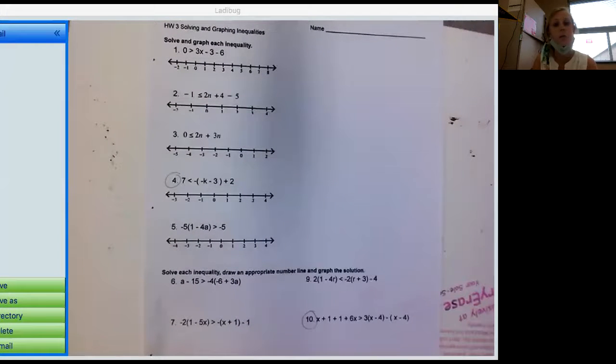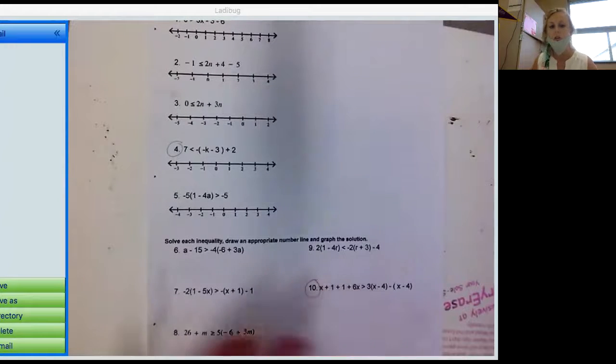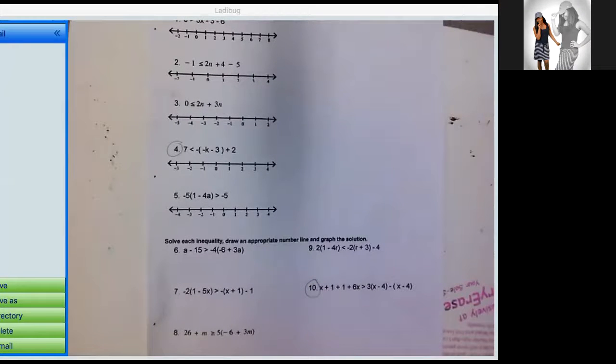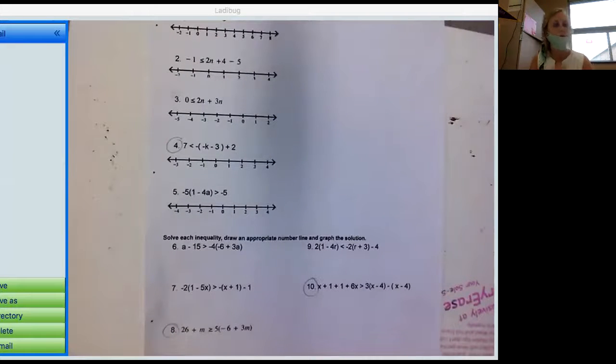I'll do any of them you want me to do. 10, okay. What else besides 10? Y'all talk to me. Online people too. Does anybody need to see 7 or 9 or 8 at the bottom here? 8. 8, perfect.